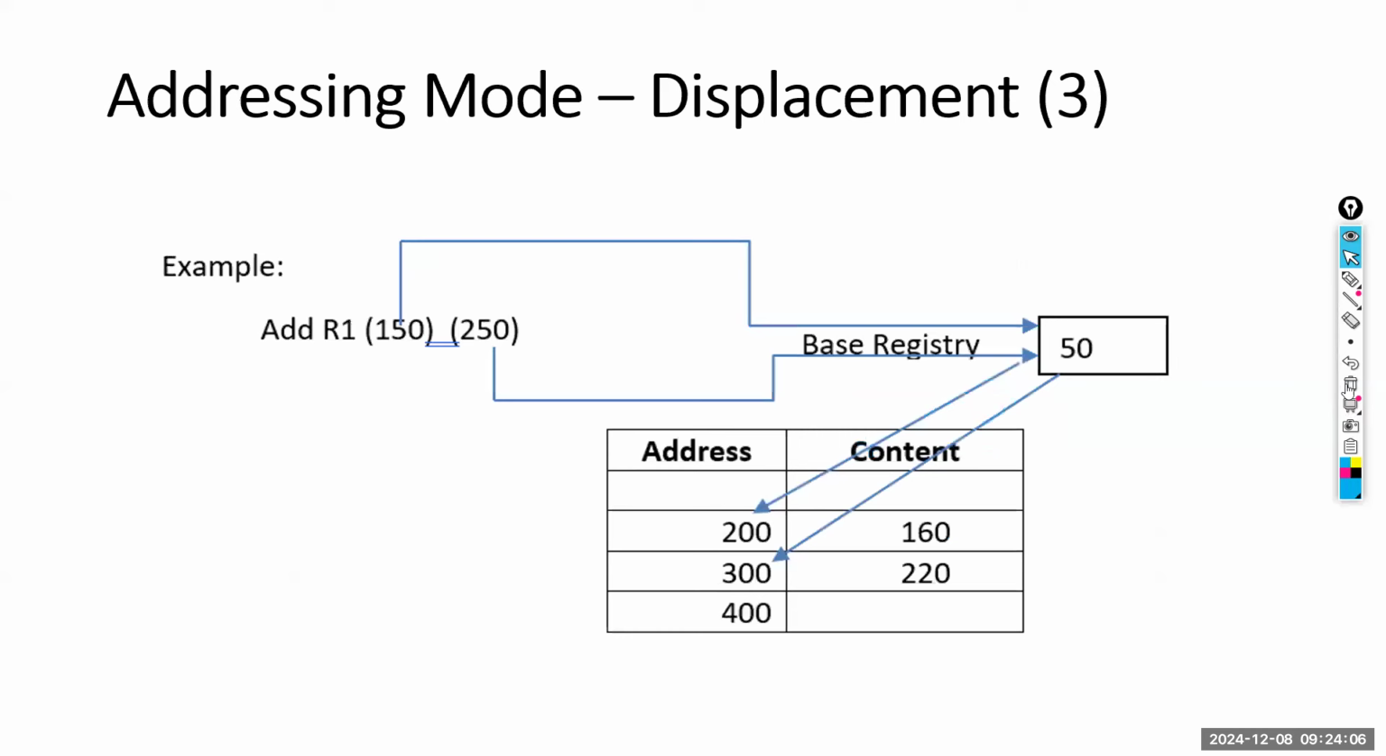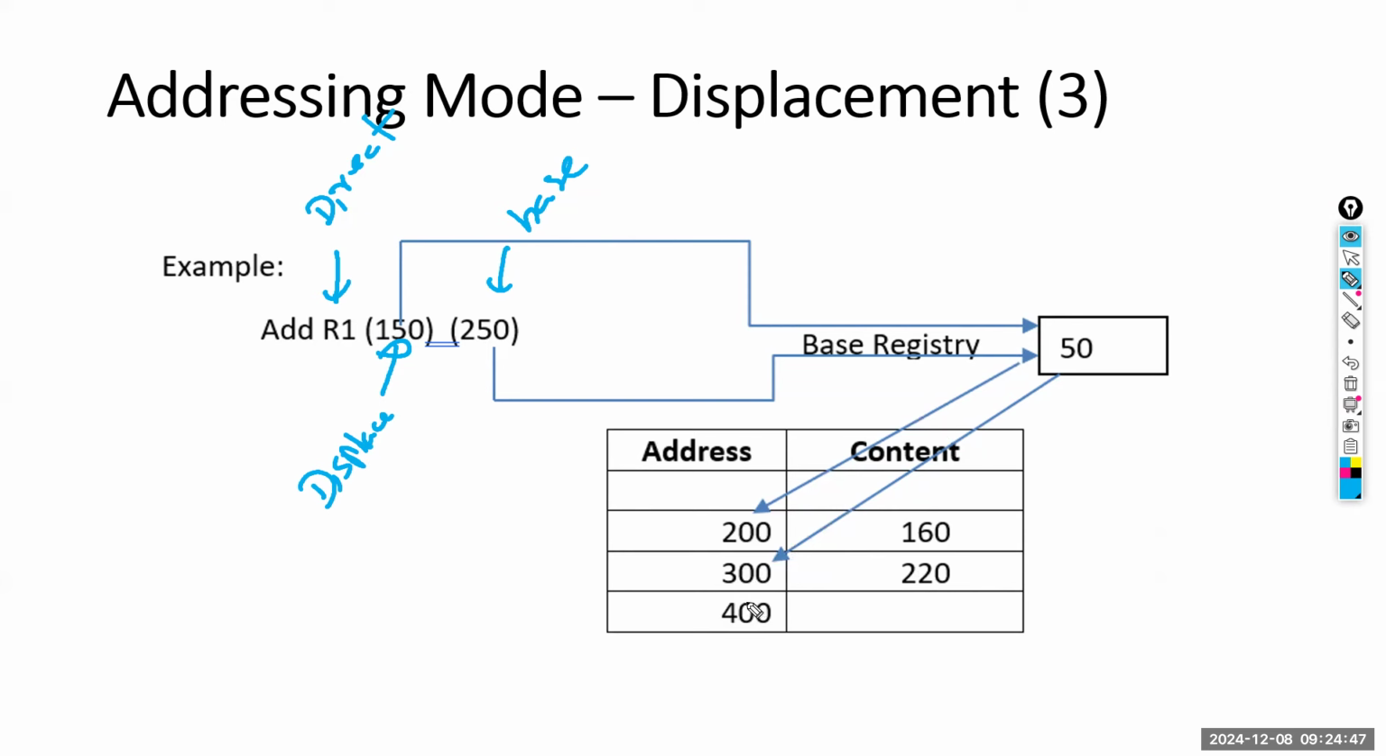So let's take an example. Let's assume that this is direct mode. This is direct. And this is displacement or base or index. And assume this is the base register value or index register value. Now assume these are the current values in the memory. Memory address 200 holds 160, 300 holds 220, and so on.